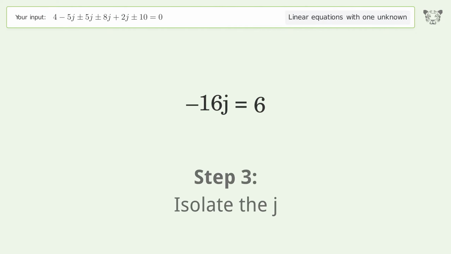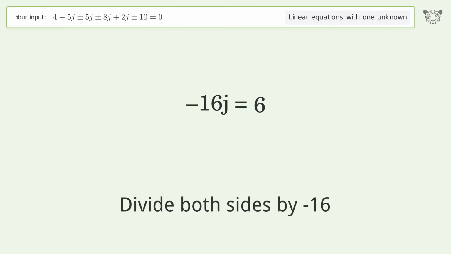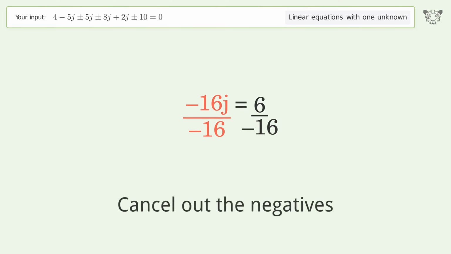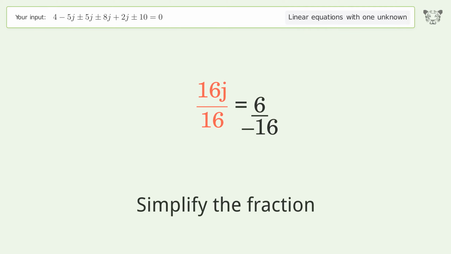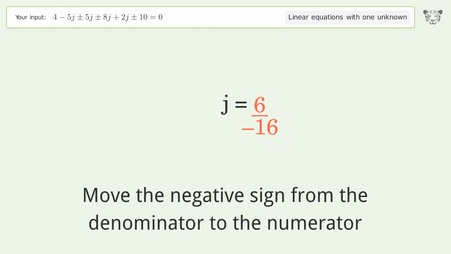Isolate the j. Divide both sides by -16. Cancel out the negatives. Simplify the fraction. Move the negative sign from the denominator to the numerator.